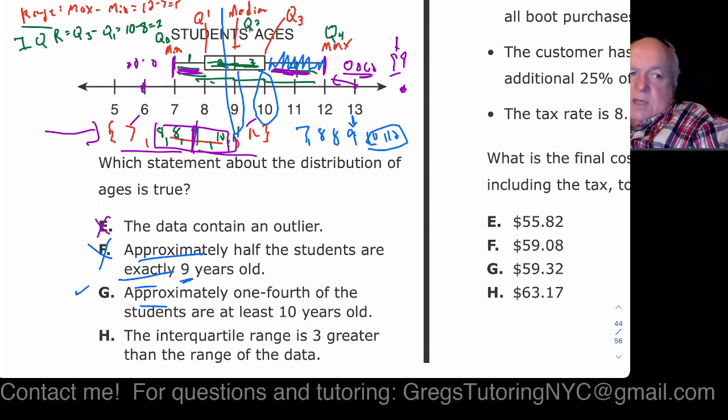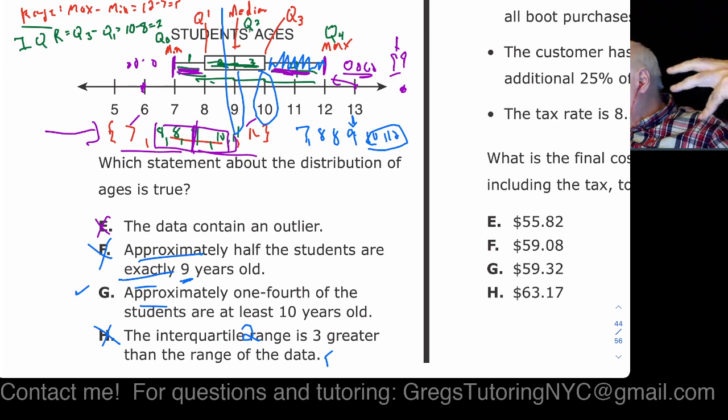And let's just make sure we didn't misread something. It says the interquartile range is 3 greater than the range of the data. Well, we figured out above in the green that the interquartile range was 2. And it says 2 is 3 greater than the range. Well, we said the range was 5. And 2 is not 3 greater than 5. So H is out the window, all right? So that's the analysis we have to do with some of this other kind of stuff.